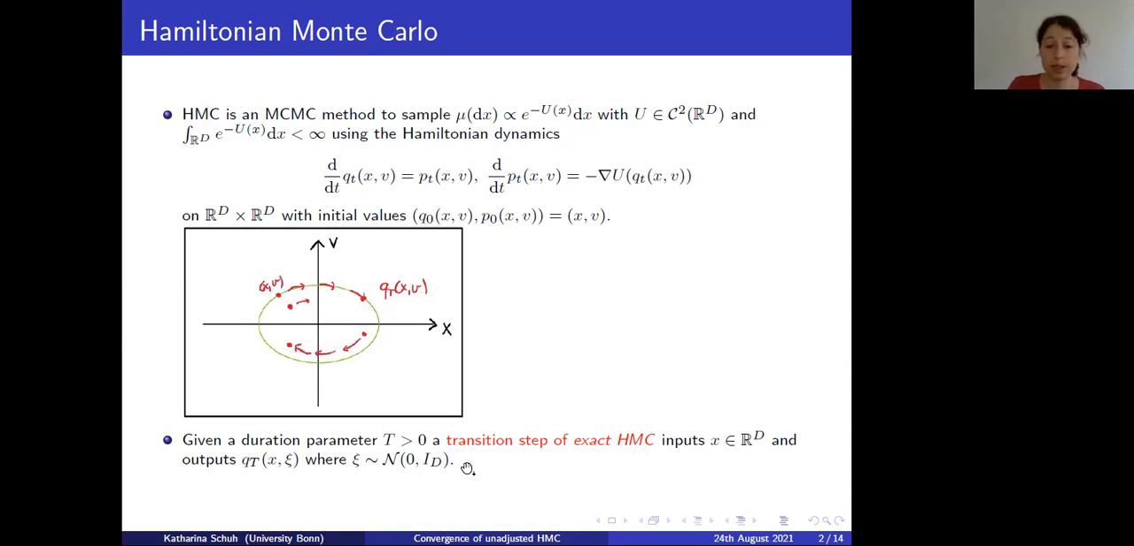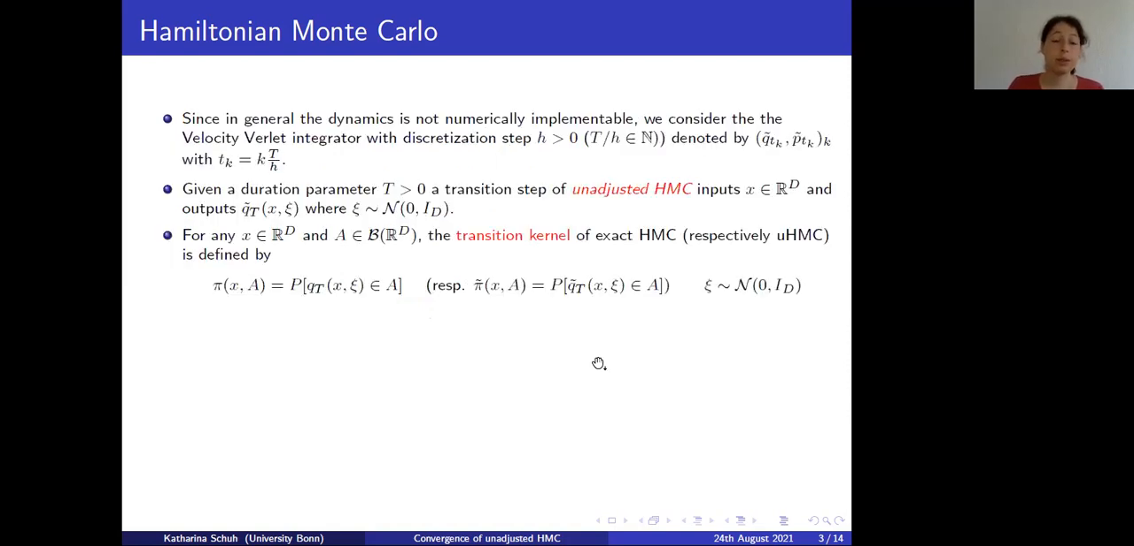And then for HMC, the transition step is given by, okay, we have our duration time T and our input x, and then we output the position of the Hamiltonian dynamics after time T started in x and xi, where xi is some standard normally distributed random variable.